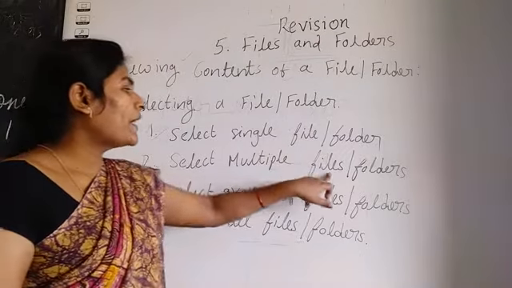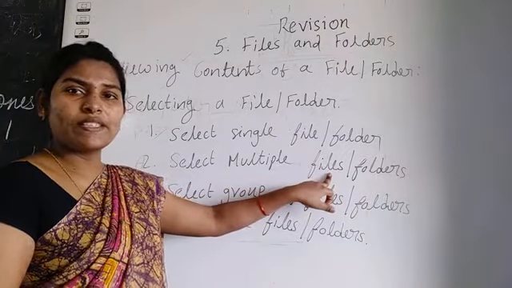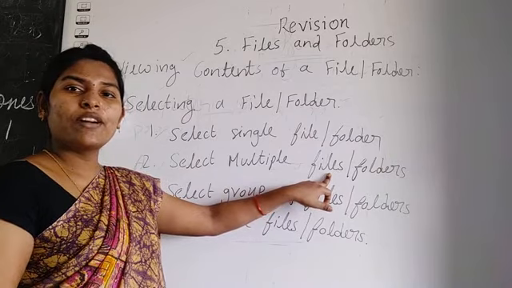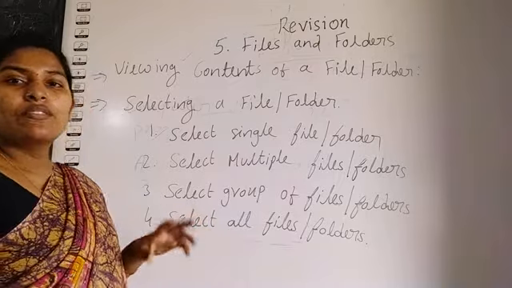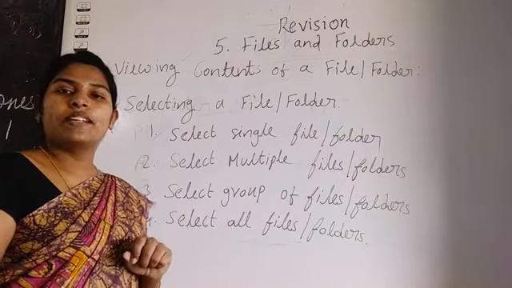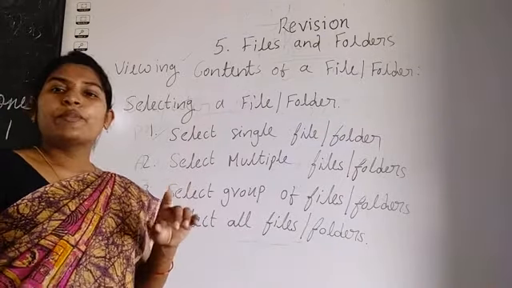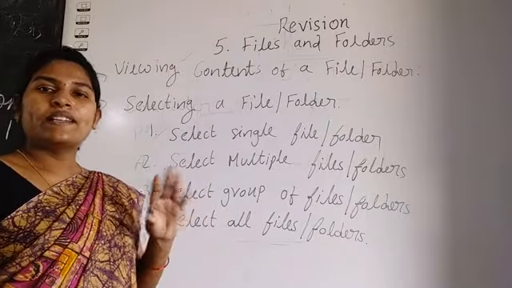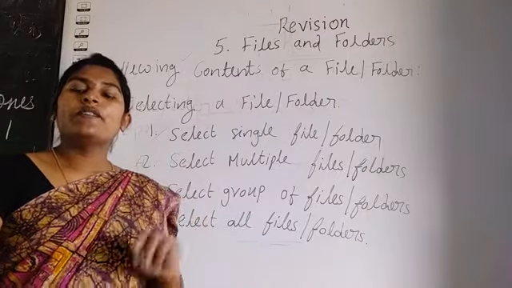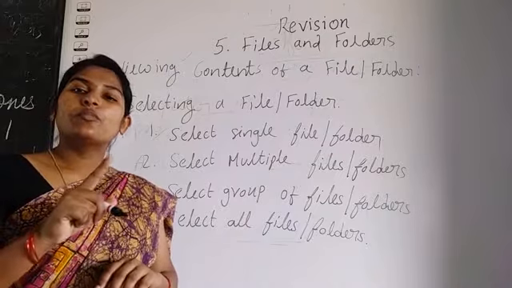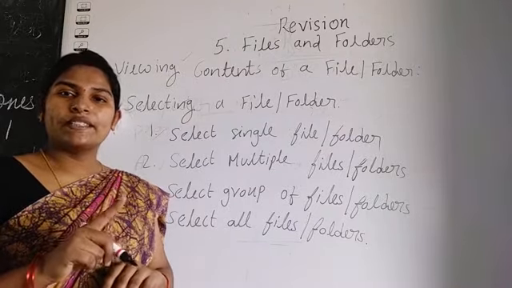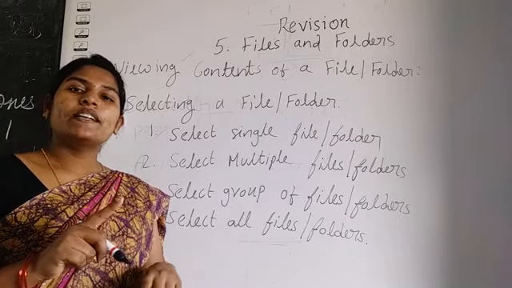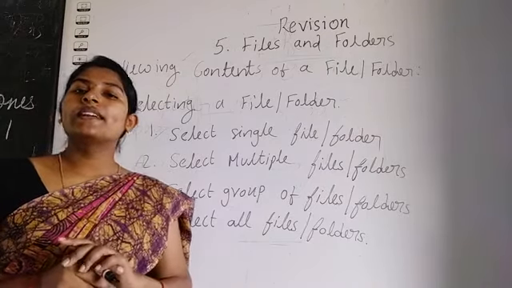Now, multiple files. How to select multiple files, that is 2 or more, 3, 4, 5 at the same time? First, open the content pane where the files and folders are. From there, first put the mouse pointer on any one file or folder and give one click. After that, on the keyboard, press the CTRL key.